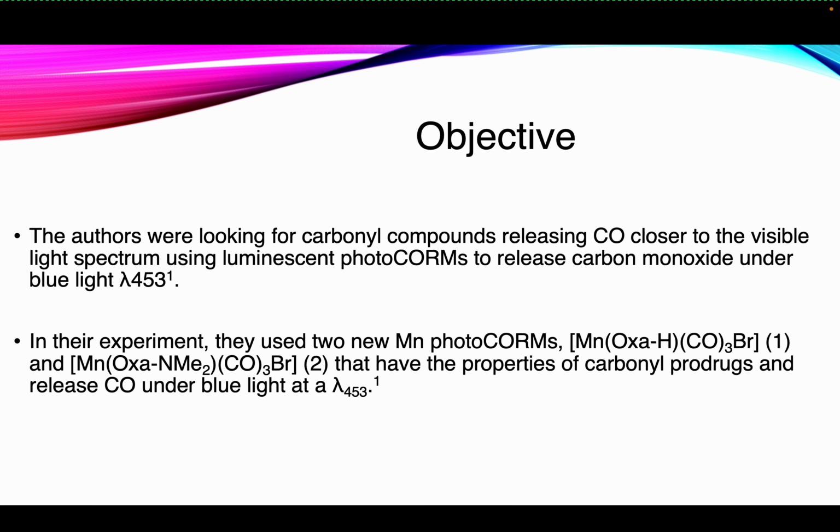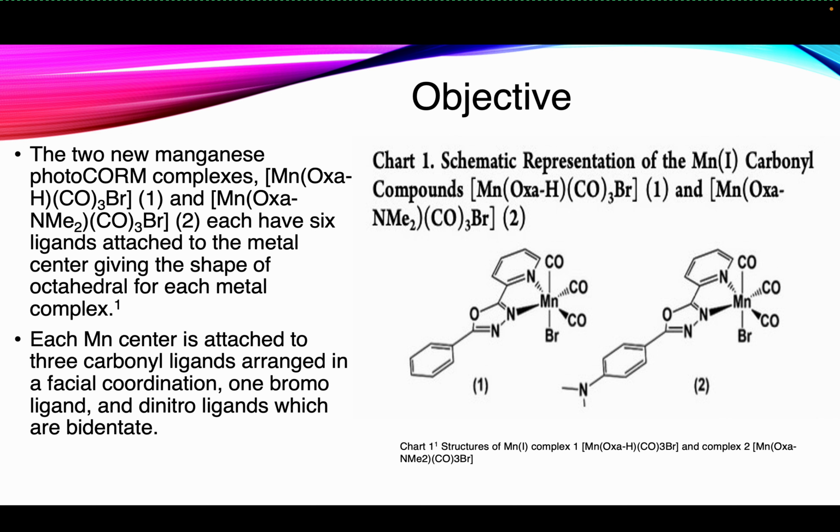In their experiment, they used 2 new manganese photoCORMs known as complex 1 and complex 2, and they noticed that these complexes had properties of carbonyl prodrugs and released carbon monoxide under blue light. You can see on the right side of the screen the actual structures of the manganese(I) carbonyl complexes 1 and 2. The 2 new manganese photoCORM complexes each have 6 ligands attached to a metal center, giving the shape of an octahedral.